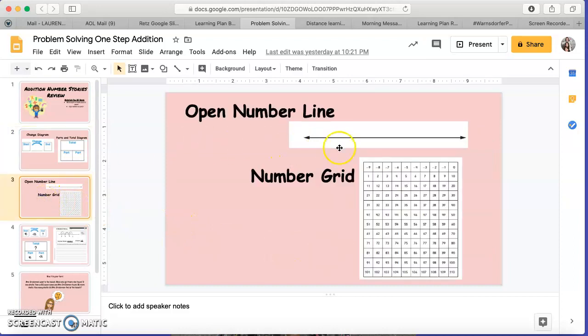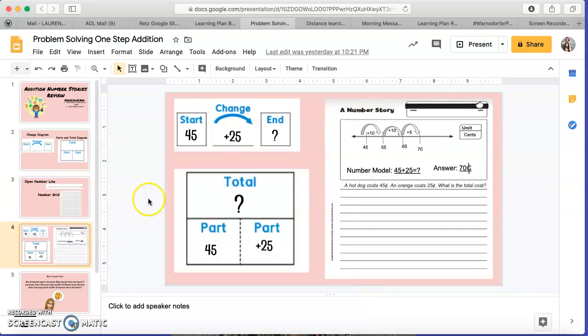We can use an open number line to help us solve our story, our problem, and we can also use a number grid to help us solve our problem. So here is an example. Look over here, I have my units, right? I wrote my number model and my answer.